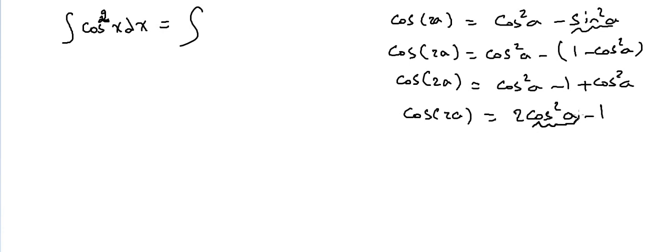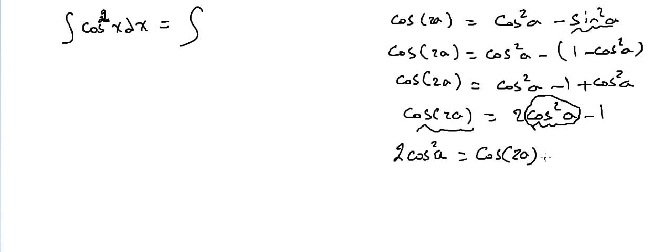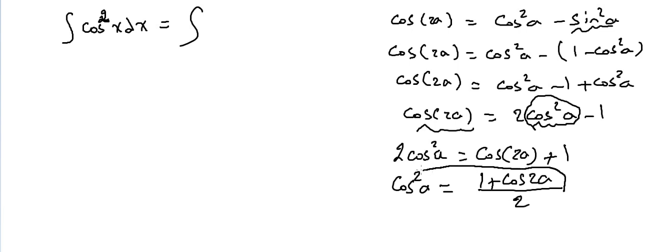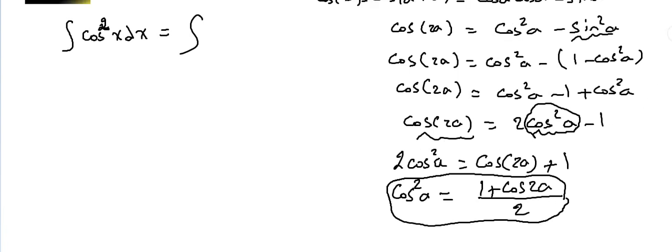We need to linearize cosine squared A. So 2 cosine squared A can be written as cosine 2A, minus 1 goes to the other side, it will be plus 1, and cosine squared A will be equal to 1 plus cosine 2A, or cosine 2A plus 1, divided by 2. So this is the formula. If you don't memorize it, you can't use it, except if you analyze it like I did right now.